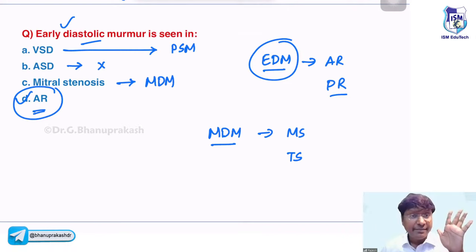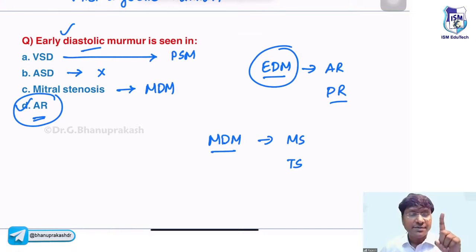Then coming to systolic murmurs, pansystolic murmur, you have that in case of MR, then in case of the TR, and then in case of VSD, right? Then you take early systolic murmurs.